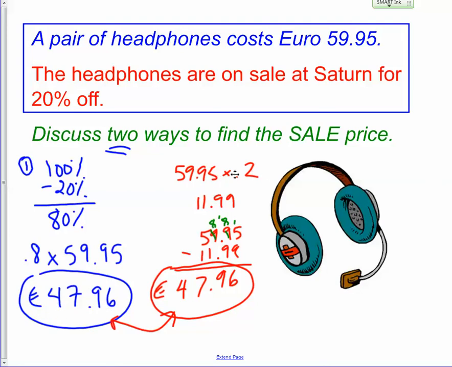The other way to do it is to find your savings by multiplying the price by 0.2. 20% as a decimal. You get 11 euro 99 cents, and then you have to do some subtraction. Subtract your savings from the cost, and you get the same sale price. I think the blue way is faster, but both ways will work.